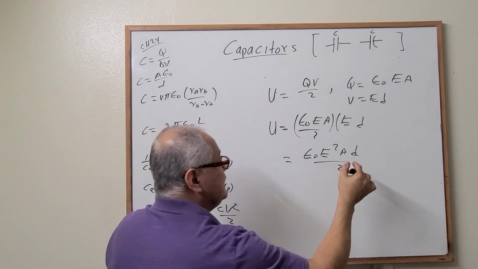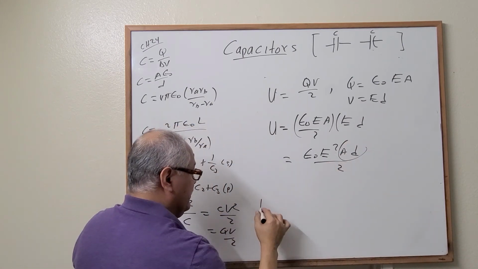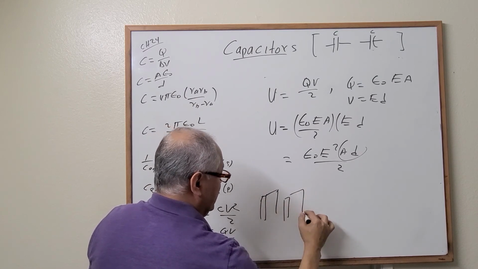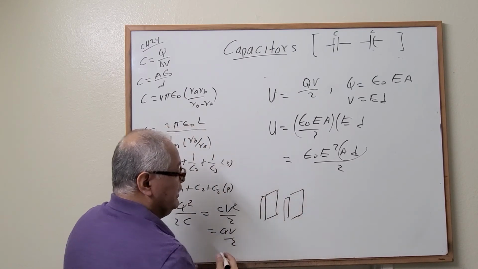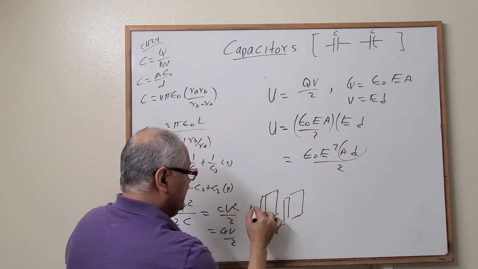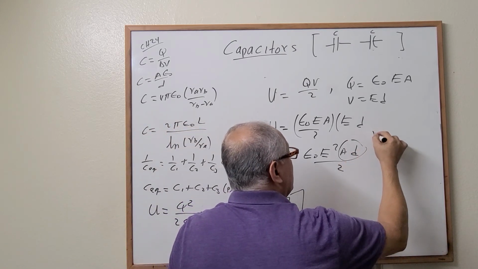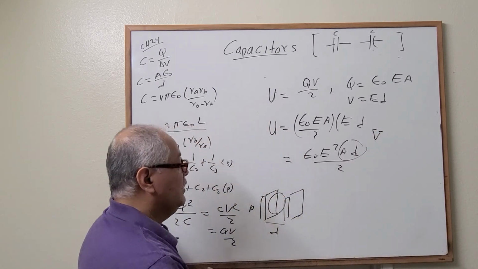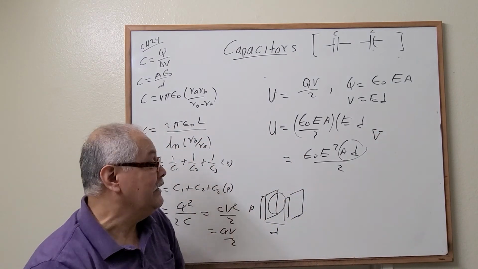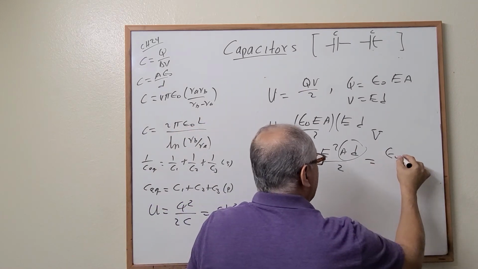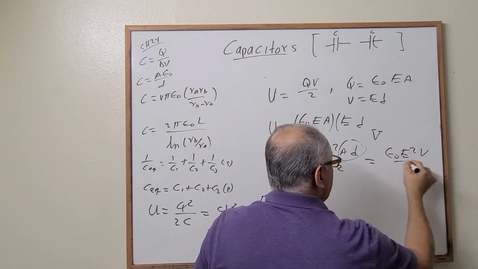But what is this? We are dealing with two plates. Imagine two plates like that, with a distance d and this area. Inside, we have the volume. So this product, area times d, gives us the volume enclosed by these two plates. And then this is equal to epsilon naught times E squared times the volume divided by 2.